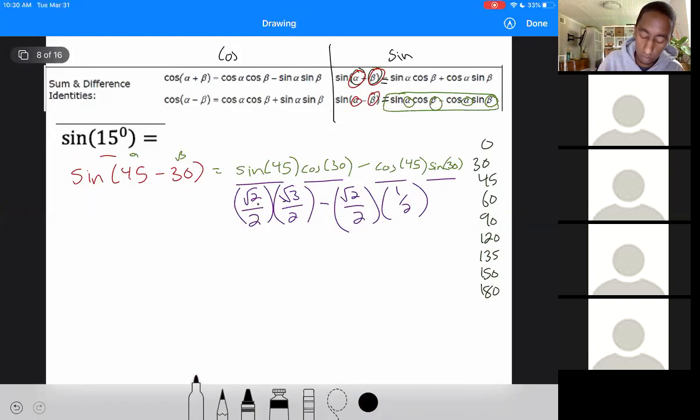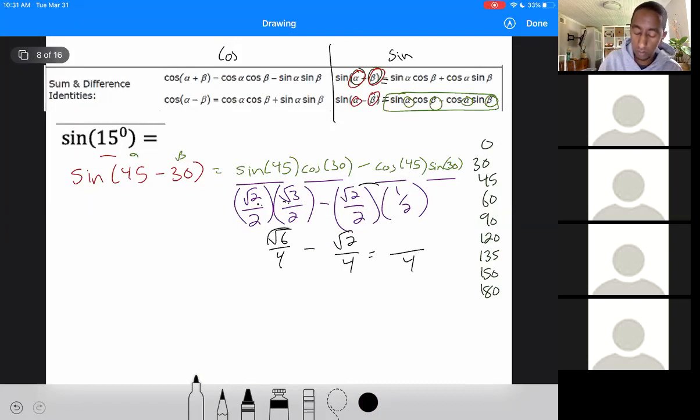So when we multiply these two first, that's going to be the square root of 6 over 4. Square root of 2 times square root of 3 is square root of 6. 2 times 2 is 4. We're going to multiply these two. We have that minus sign we're bringing down. It's going to be square root of 2 over 4. And then we can subtract them. The denominator stayed the same.